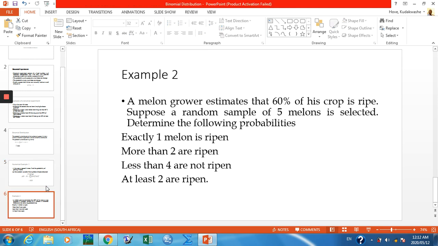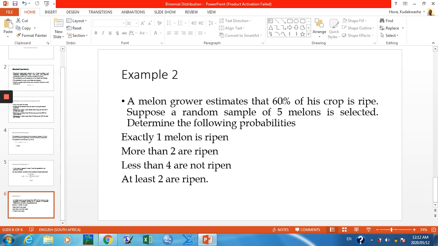Now we move on to the last one, example 2, which I did not work out, and I expect you to work out. I will post a number of problems on our Moodle platform that I want you to go through and understand how to use the binomial distribution.